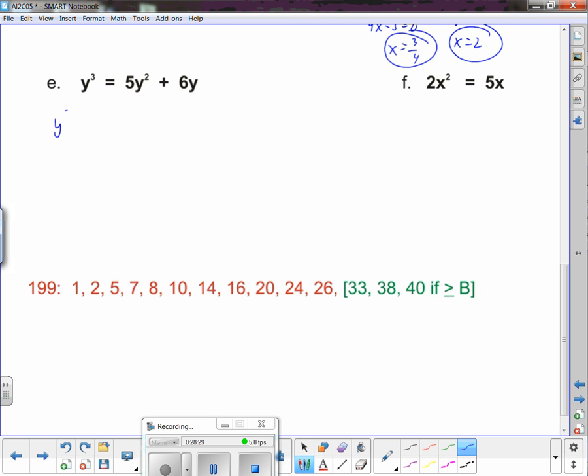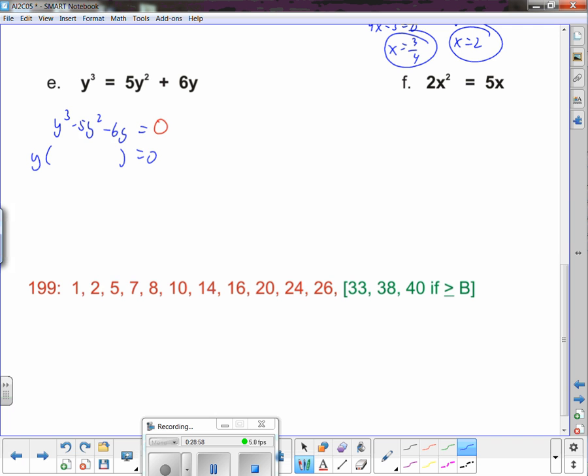y cubed minus 5y squared minus 6y equals 0. So I added a negative 5y squared to both sides. I added a negative 6y to both sides. Somebody tell me what would be my next step here as I go to factor this. What would be my next step? Josh? Yeah, get that common y out. There is a common y here.